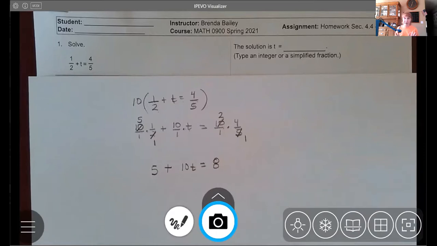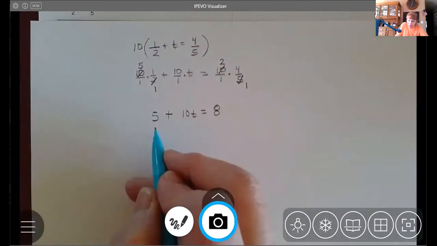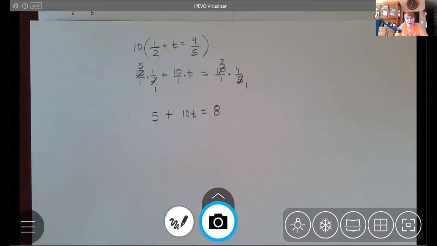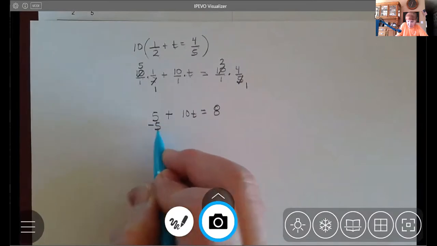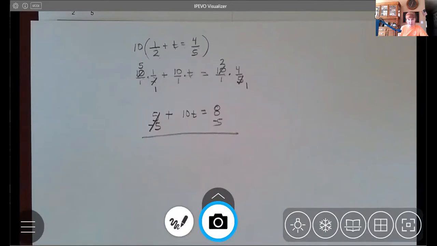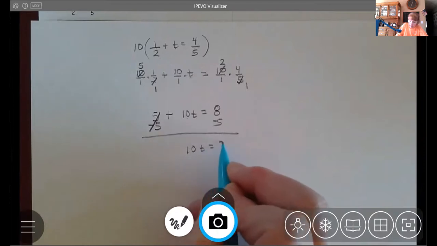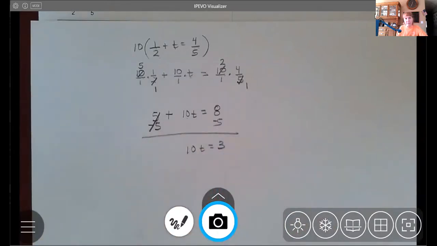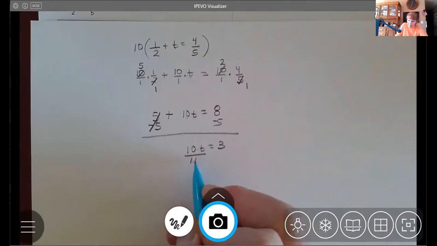All right, so no fractions here. How do you solve this equation? Well, in order to solve this, you get rid of what's being added or subtracted first, and that would be the 5. So you subtract 5 from both sides. You add its opposite. So then we have 10t equals 3. Now, to get the t by itself, or a 1 in front of the t, if it's 10 times t, you divide by 10.